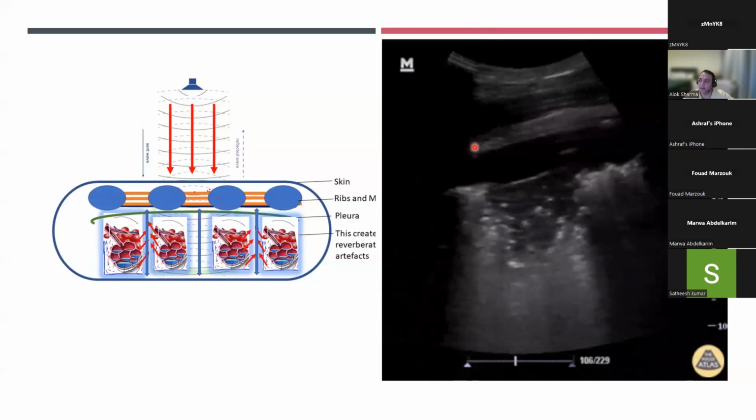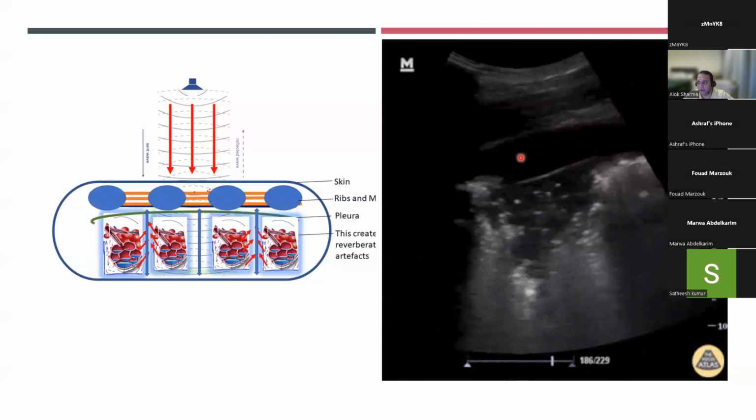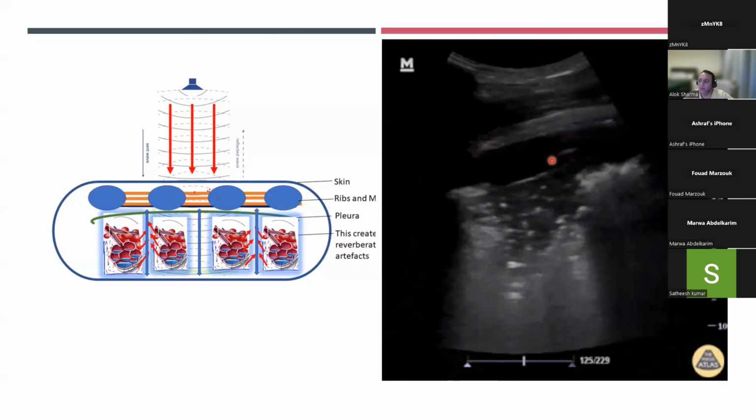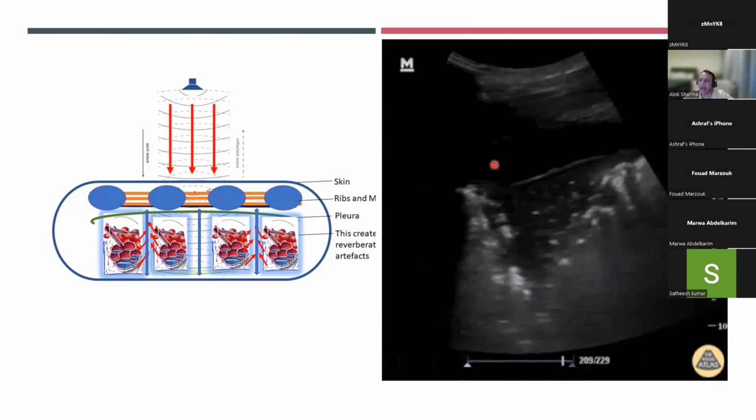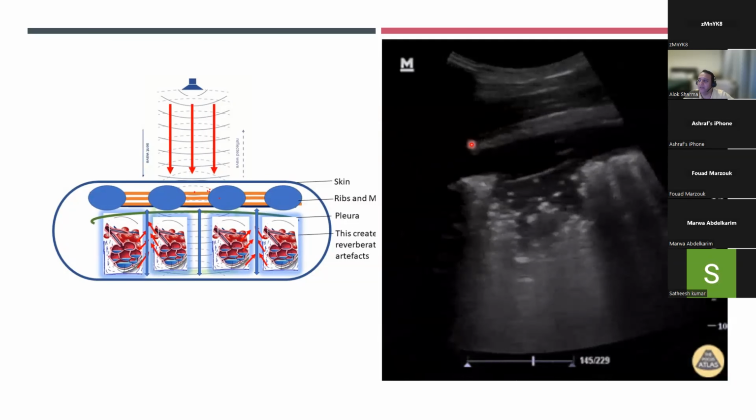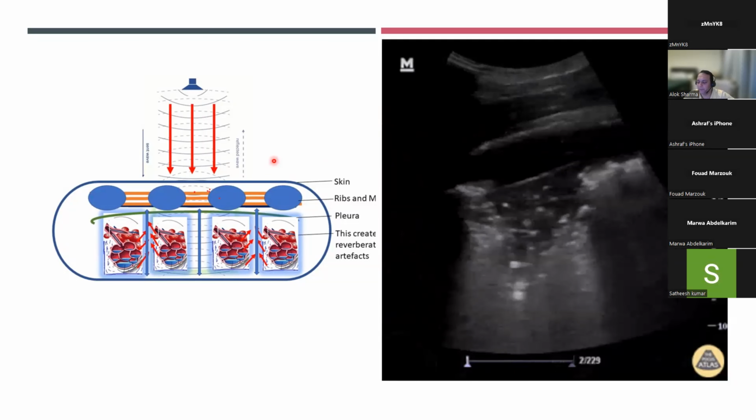This is parietal pleura. But then you have fluid. And you remember what I said about fluid? So sound waves will move through it in a very uniform way. And that kind of creates this anechoic area because naturally there's nothing in the fluid that separates two layers for them to kind of reflect back.